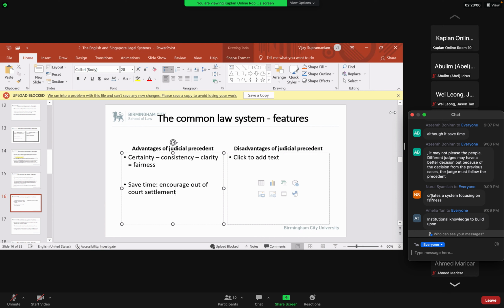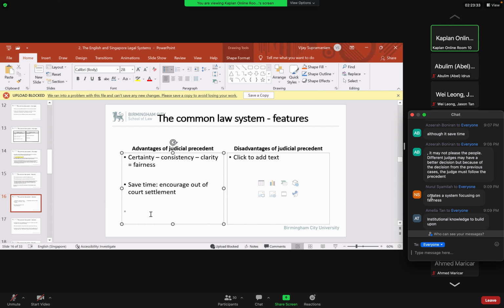Yeah, actually, it saves time, but at the same time it also creates unfairness, because maybe different judges have different opinions on the same case, but they have to follow it. So it's rigid. We'll discuss the disadvantages later. Okay. Now, Amelia says institutional knowledge to build upon.